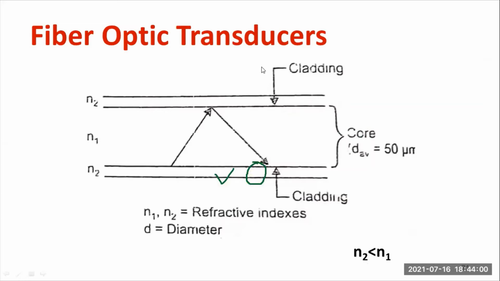Moving on to the discussion, you can see the general representation of OFC. Here you can observe cladding and core. The diameter of the core is very small, about 50 micrometer, and the refractive index of the core is N1 and N2 is the refractive index of the cladding. If I compare the refractive indices, we can write N1 is always greater than N2. That is a peculiarity. This must be followed, and it also obeys the principle of total internal reflection.